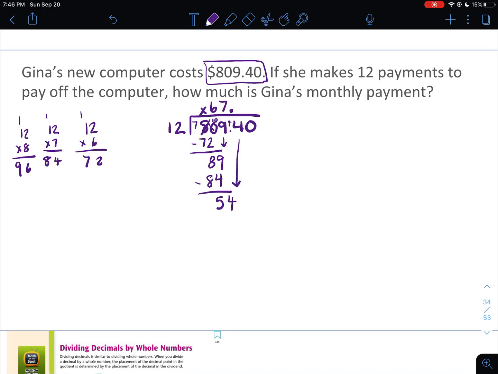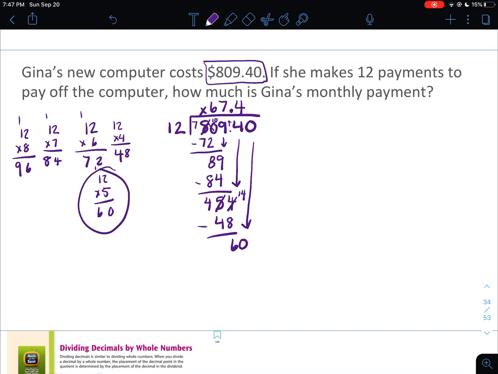Bring down the 4. How many times does 12 go into 54? So it's got to be less than 6 because 6 times is 72. So let's try 4 times. 8, 48. Okay, we're going to try 5 just to be safe. Oh, yep, 5 goes over, so it is 4 times. 4 times 12 is 48. Cannot do 4 minus 8, so borrow. 6, 0. Oh, bring down the 0.